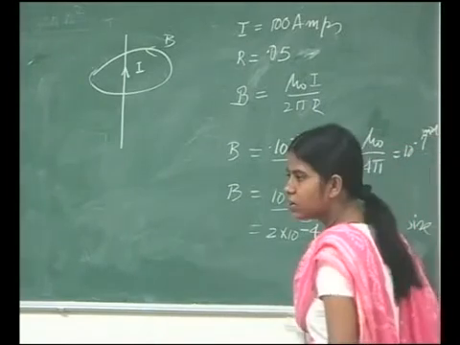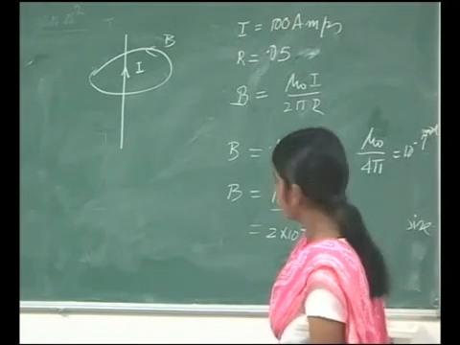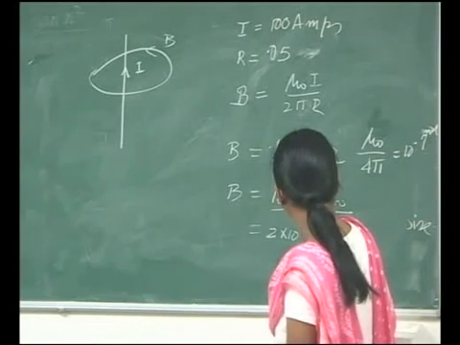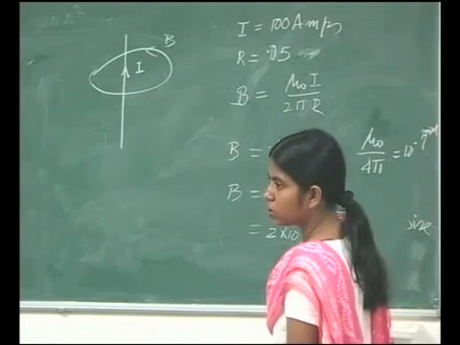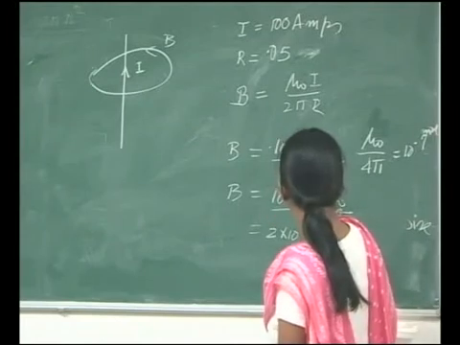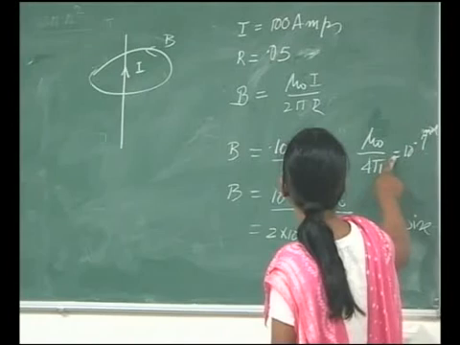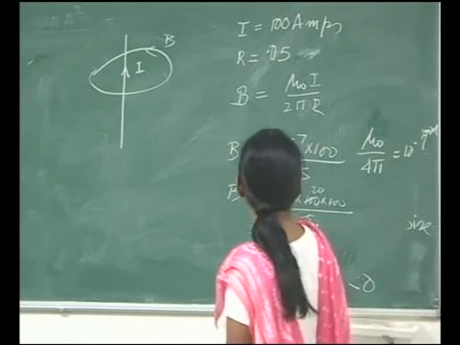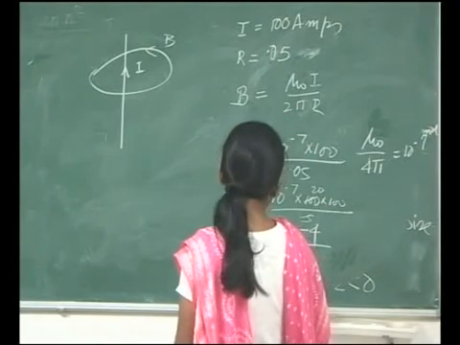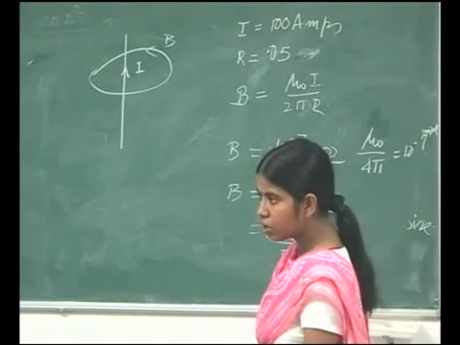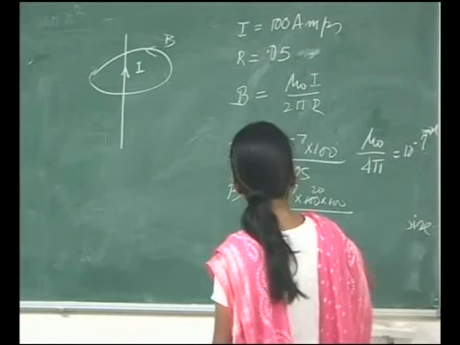What is the unit of B? Mu 0 upon 2 pi is 2 into 10 to the power minus 7. Okay, there is also a pi here, right? That pi is also here. So I have divided by pi. Yes, that's right. So where is the problem now?